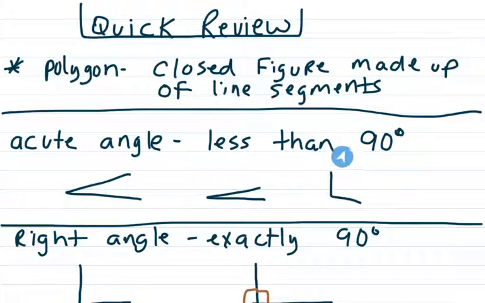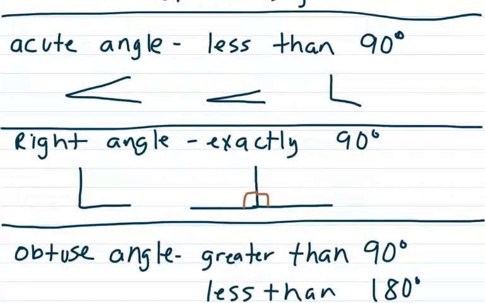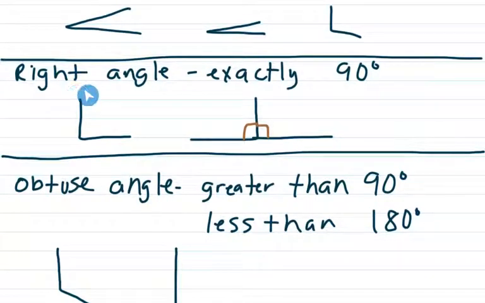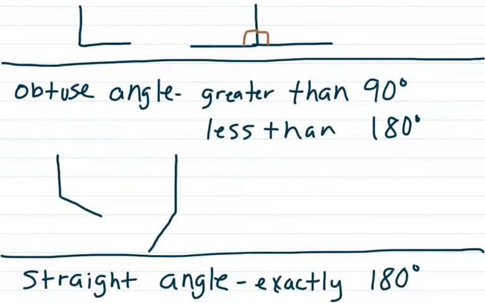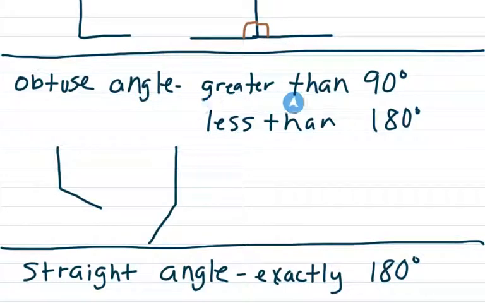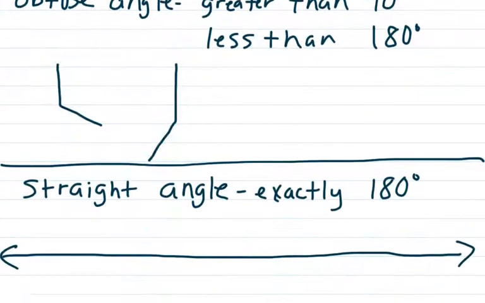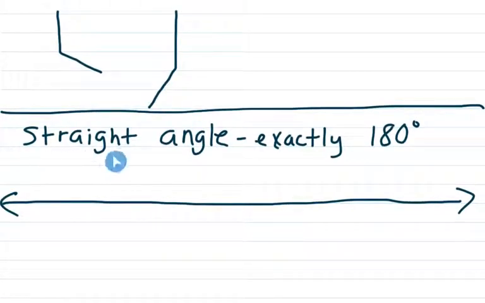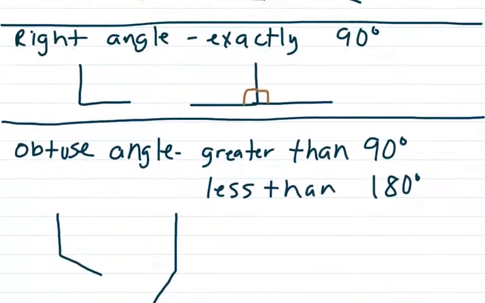An acute angle is less than 90 degrees. And remember, I have those examples of acute angles here. A right angle is exactly 90 degrees, and I have some right angle examples here. Then an obtuse angle is greater than 90 degrees, but less than 180. And again, I have some examples here. And a straight angle is exactly 180 degrees.